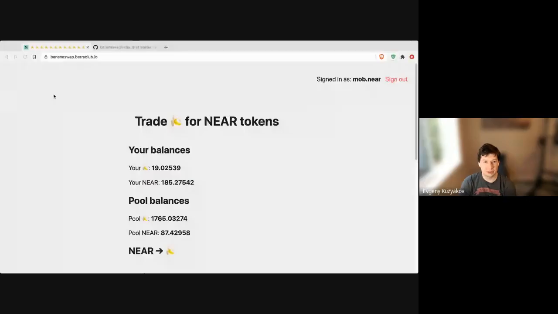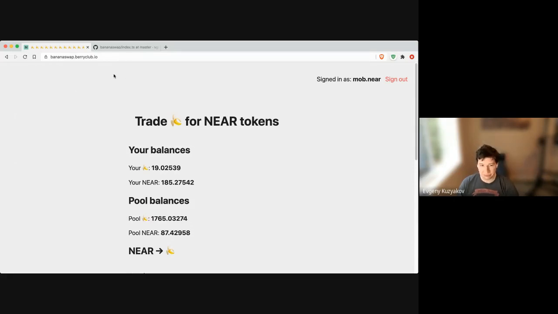So BananaSwap was created by Vlad, and it's actually written in AssemblyScript, which is interesting because the entire Berry Club contract suite is written in Rust, and this one is AssemblyScript. There's some magic that happens because we use JSON, which makes it easier to interact between two different languages.